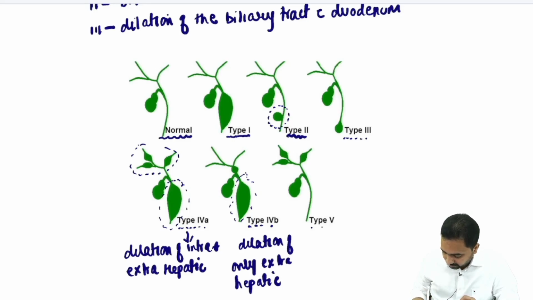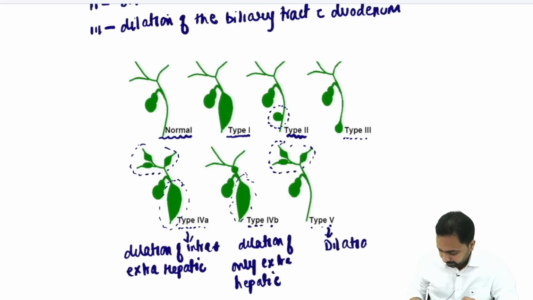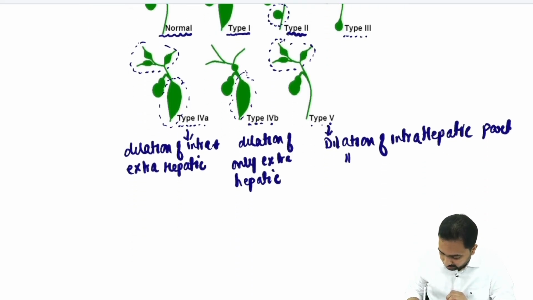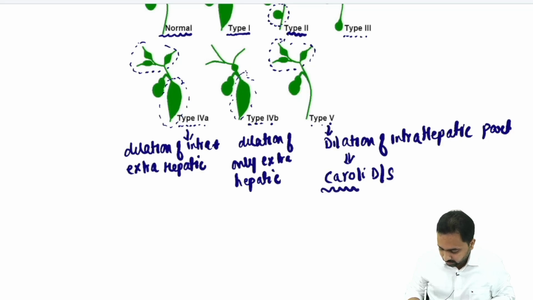In type 5, you see that there is a dilation of the intrahepatic part. So this is dilation of intrahepatic part, and this type 5 is also called Caroli disease, right?